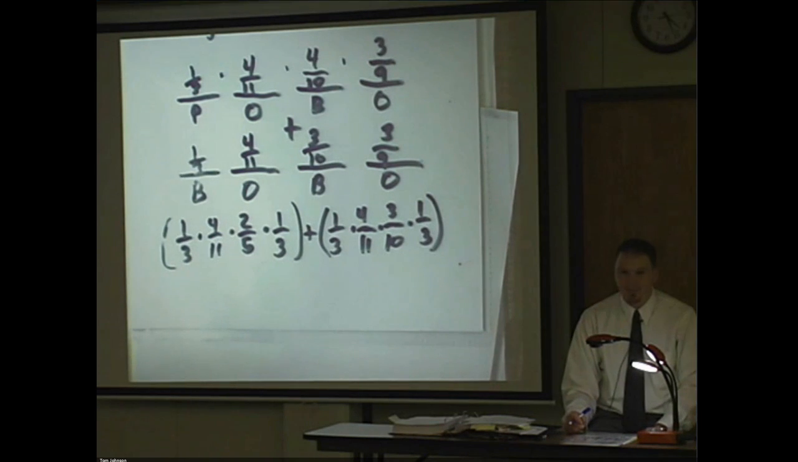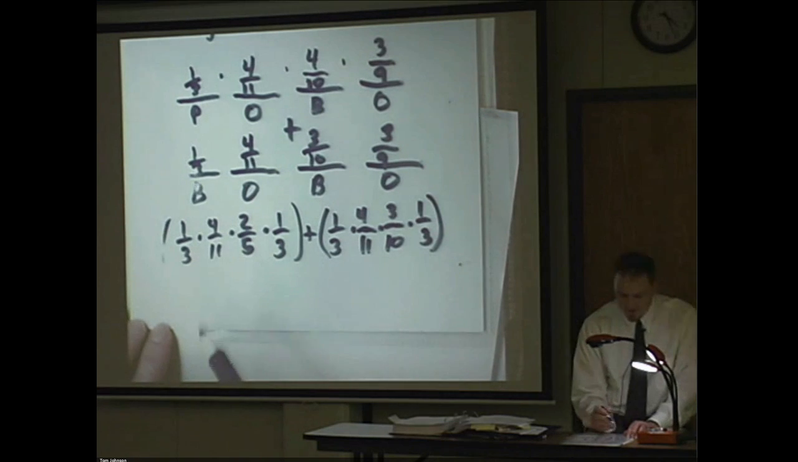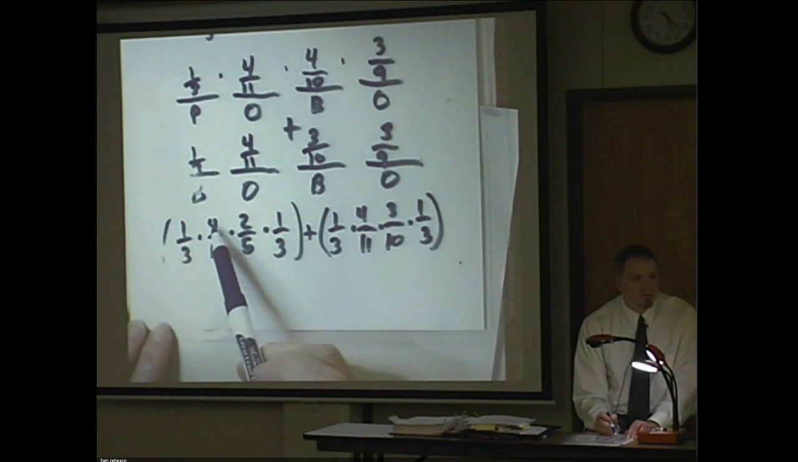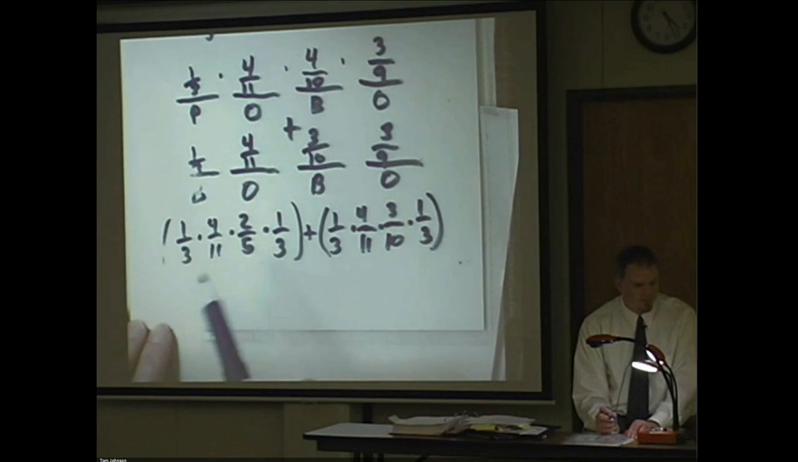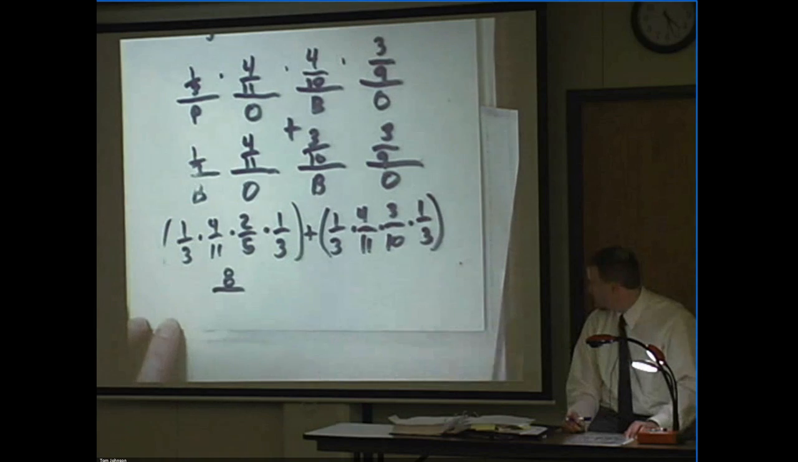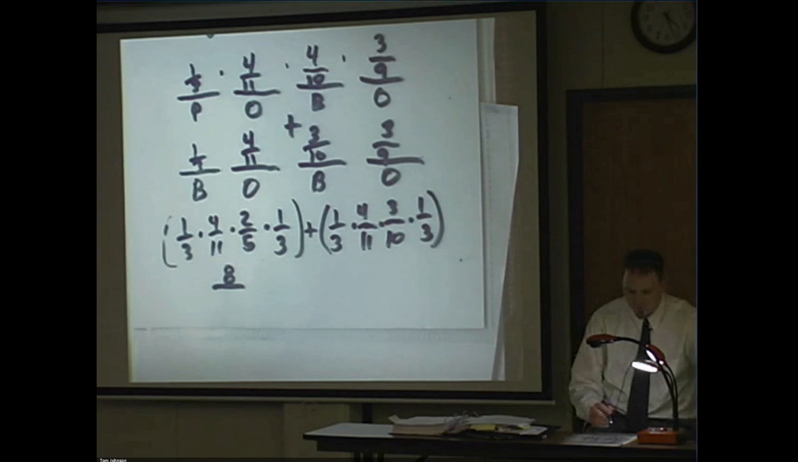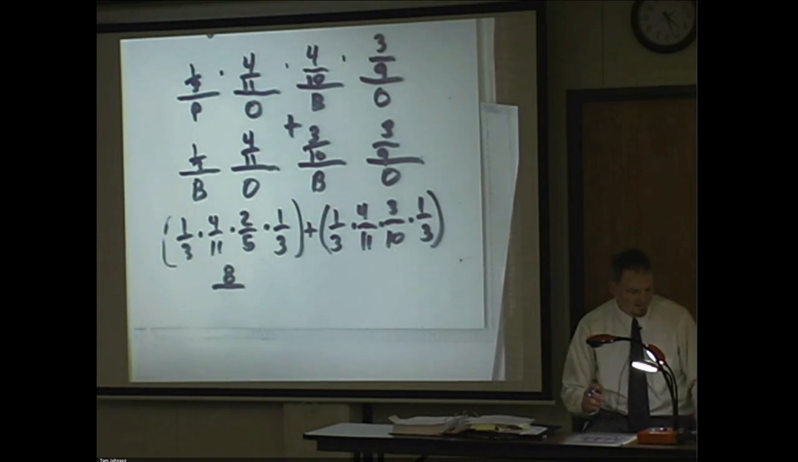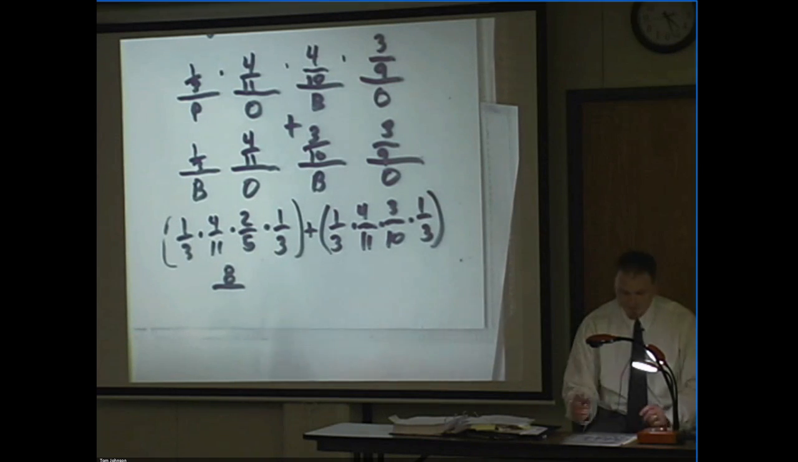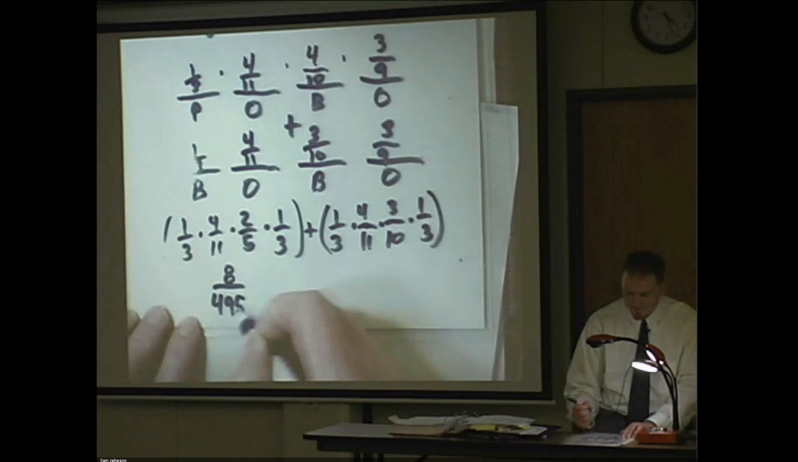All right. Now for the fun part. Let's multiply these out. 1 times 4 is 4 times 2 times 1. Okay, so it's 8 over, what's 3 times 11? 33 times 5. Who's got their calculator? 165. Okay, 165 times 3. 495. Okay.